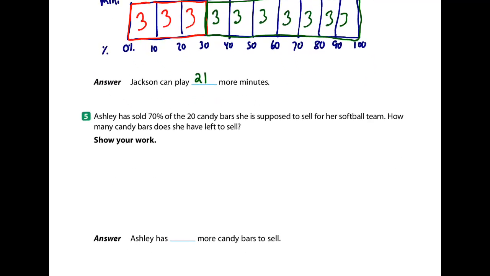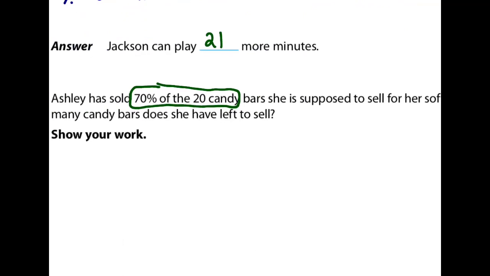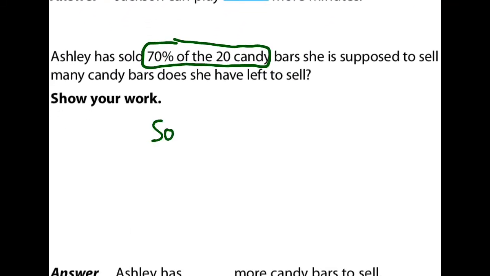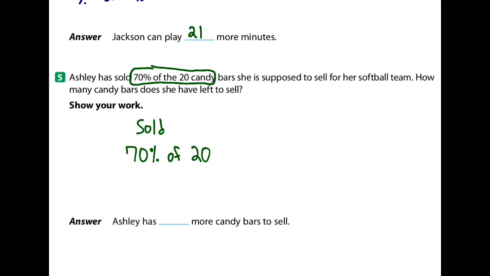Last one, number 5. Ashley has sold 70% of the 20 candy bars she is supposed to sell for her softball team. How many candy bars does she have left to sell? All right, so she has sold 70% of the 20 candy bars. So I'm going to label that here. Now, we have to figure out how many does she have left.